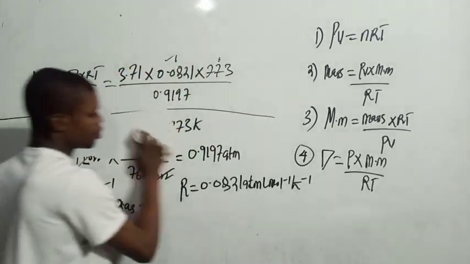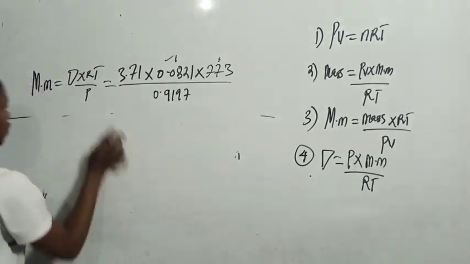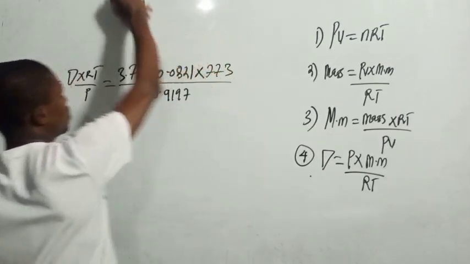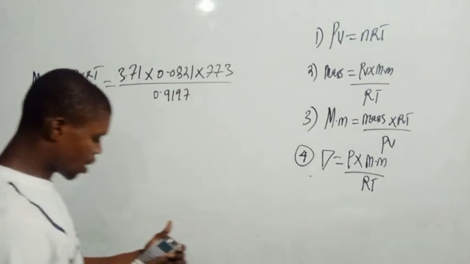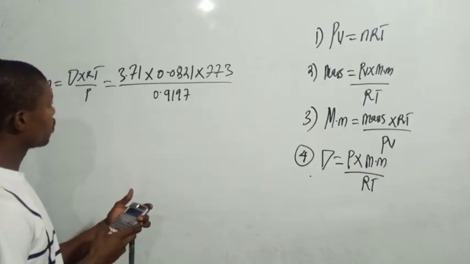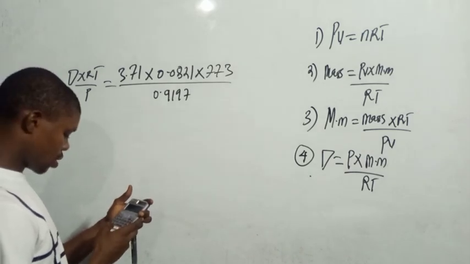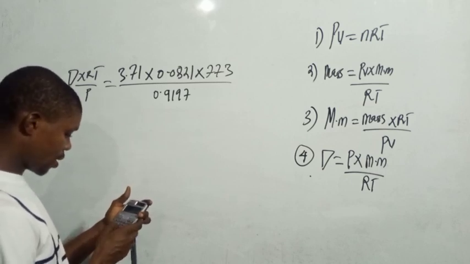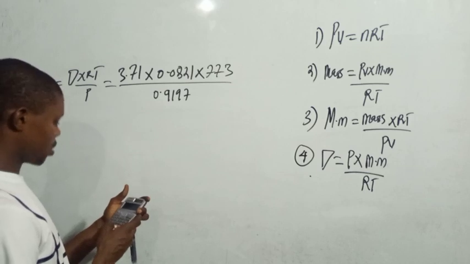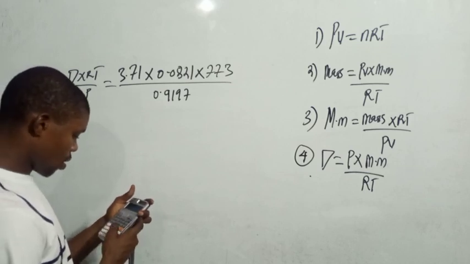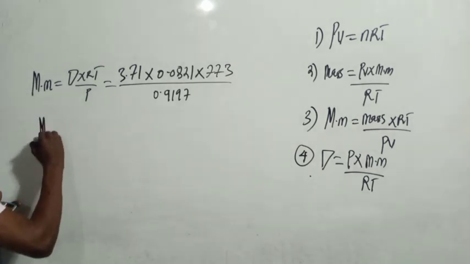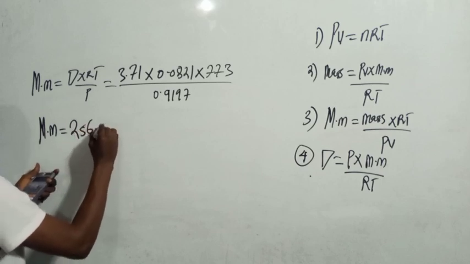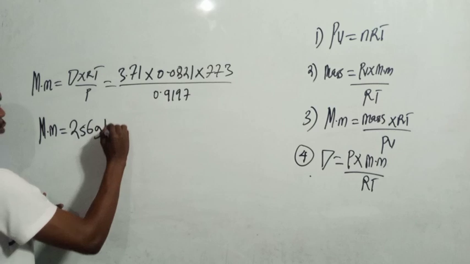So let me also write this one because we are done with it. If you punch your calculator here, we have 3.71 times 0.0821 times 773 divided by 0.9197. So here we have the molar mass of the gas. It's equal to 256.02 gram per mole.